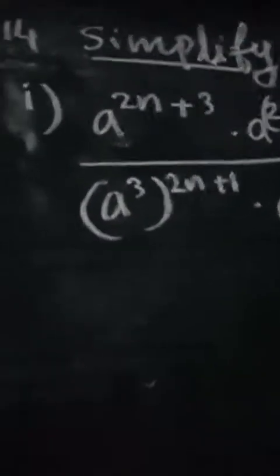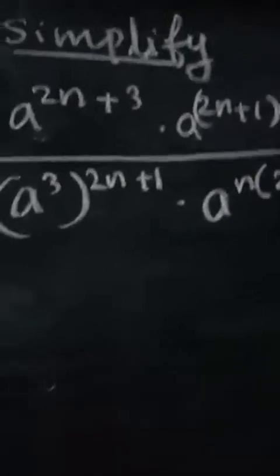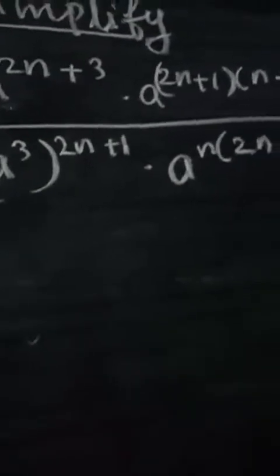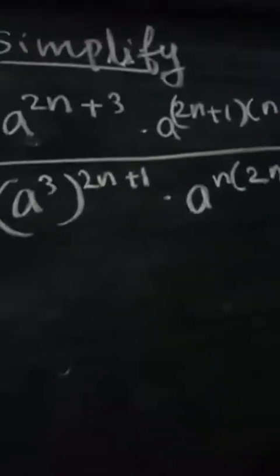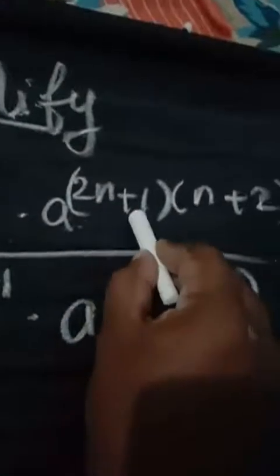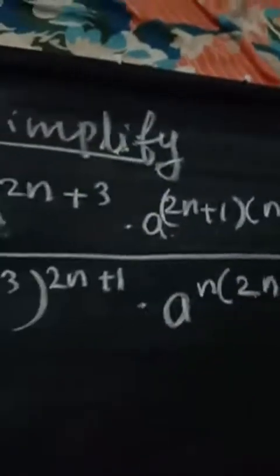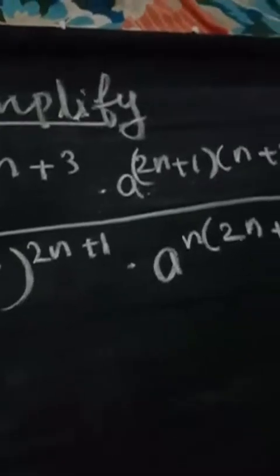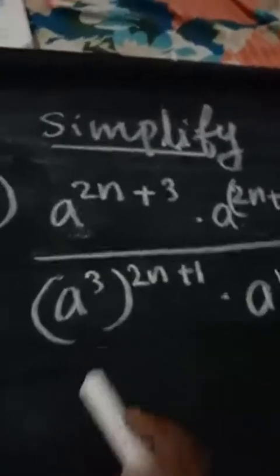Next, question number 14. Simplify. First question, a raised to 2n plus 3 into a raised to 2n plus 1 into n plus 2 divided by a cube raised to 2n plus 1 into a raised to n into 2n plus 1. Here the powers we want to multiply, you know. Here a raised to 2n plus 1 into n plus 2. These two powers are both for a. So we want to multiply this. Here also 3 into 2n plus 1. Here n into 2n plus 1.